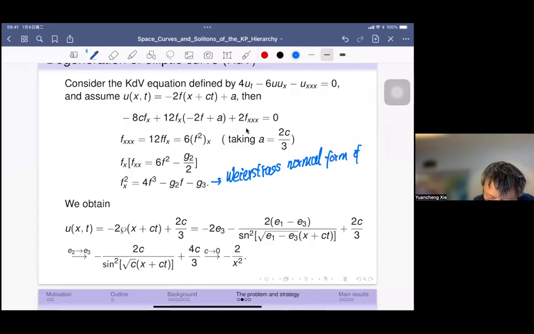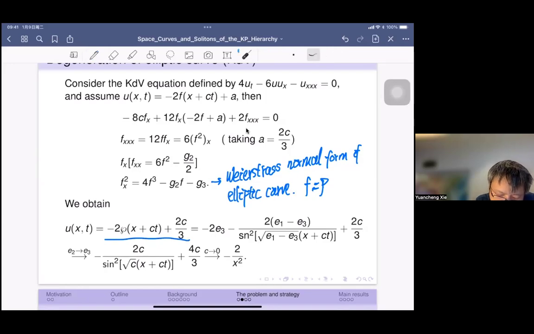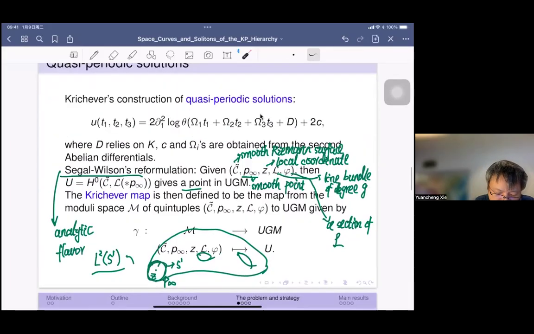Of elliptical curve. So this equation is satisfied by f equals Weierstrass p function. So that means the Weierstrass p function actually gives us a solution for the KdV equation, and that's the quasi-periodic solution that we saw that was constructed by Krichever. Okay, it's this one.